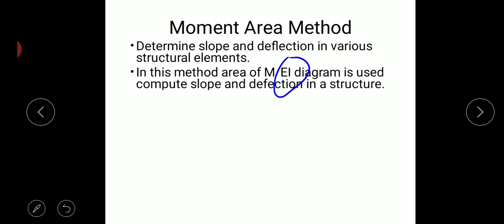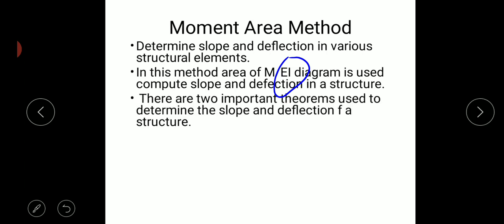So in this method, the computation of the area of the M by EI diagram is used to determine the slope and deflection of the structural elements. Basically, there are two important theorems in the moment area method in order to determine the slope and deflection of a structure.